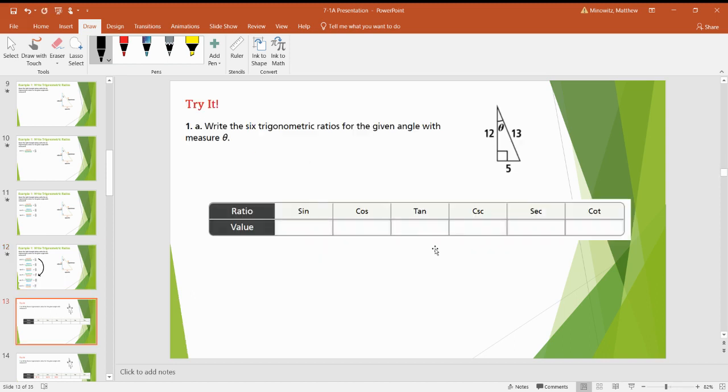So now you try it. Here's a triangle. I want from this angle theta, you tell me the 6 trigonometric ratios. Pause the video. When you're ready, we can go over some of the answers.